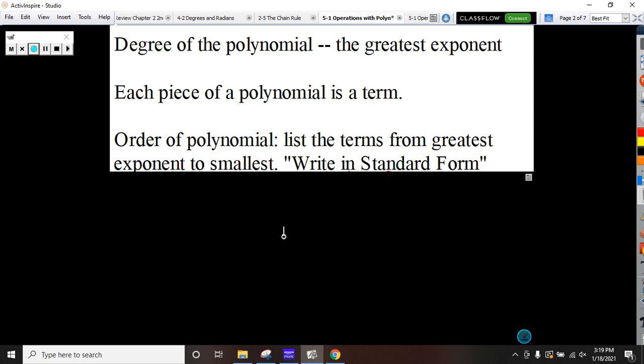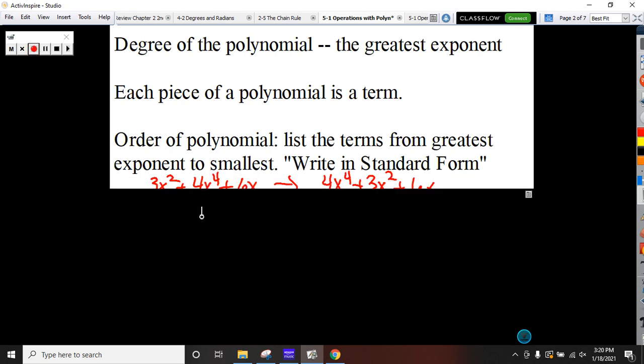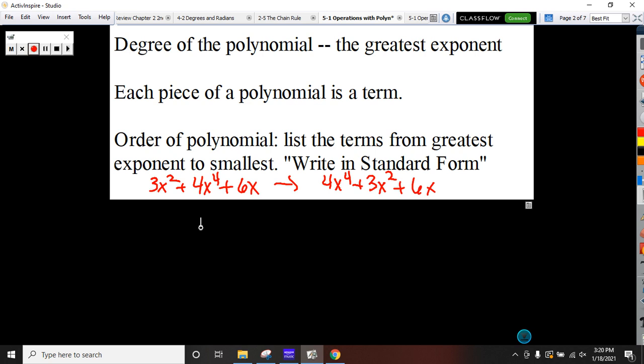So if it's not in proper order, usually you'll see this direction within a problem. It says write in standard form. What that means is just make sure that the polynomial is in order. So make sure you start with the highest exponent and work your way down. So for instance, this little polynomial I have written here, the original way I had it written with 3x to the 2nd plus 4x to the 4th plus 6x, that was not in correct order because the highest exponent did not come first. It was kind of stuck here in the middle.